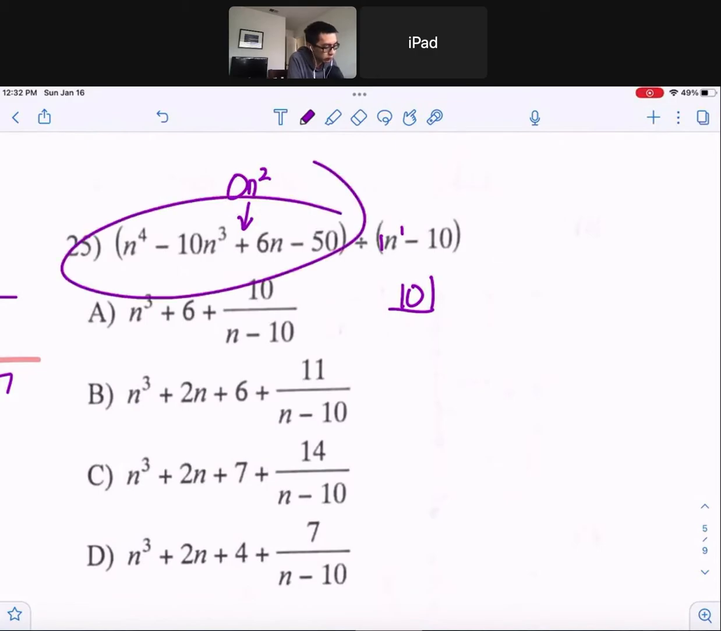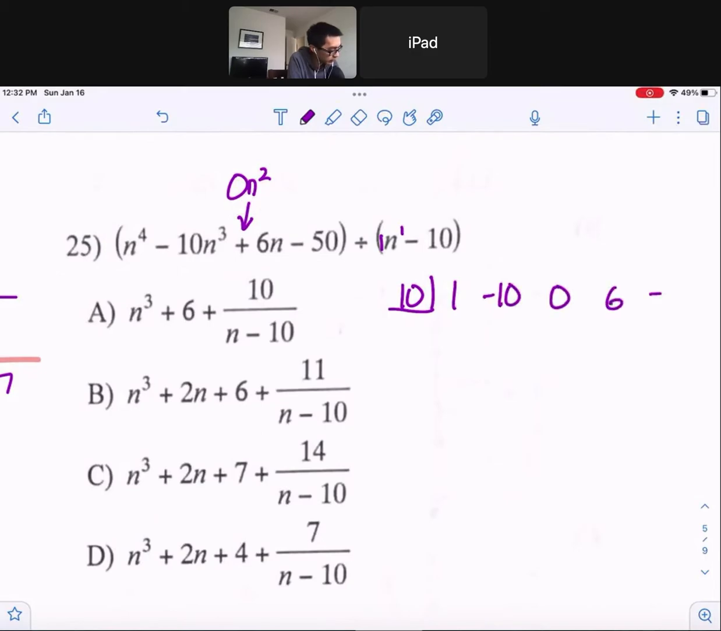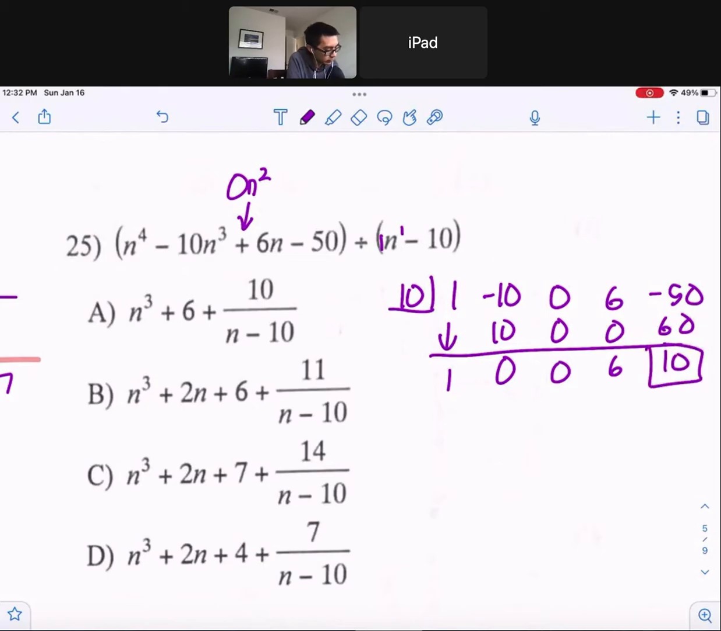So write down all the coefficients of those: 1, negative 10, 0, 6, and negative 50. 1 times 10 is 10, add 0. 0 times 10 is 0, add 0. 0 times 10 is 0, add 6. 6 times 10, 60, add 10. So we got a remainder of 10.